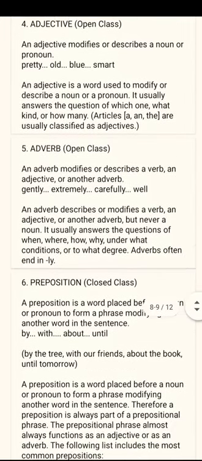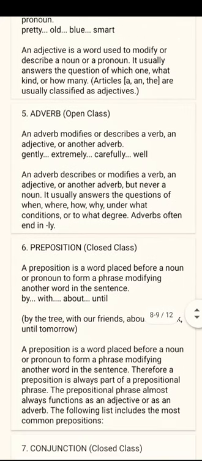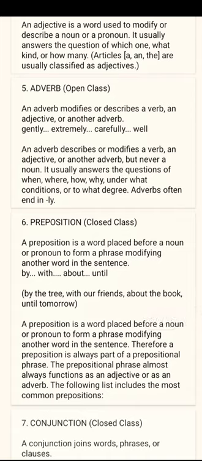Coming to the next part of speech, that is adverb. Again, it's an open class part of speech. It modifies or describes a verb. Usually it is formed by adding ly at the end of an adjective or at the end of any other part of speech. For example, extremely, carefully, dutifully, honestly, mainly, etc. These are all adverbs, but there are other adverbs as well.